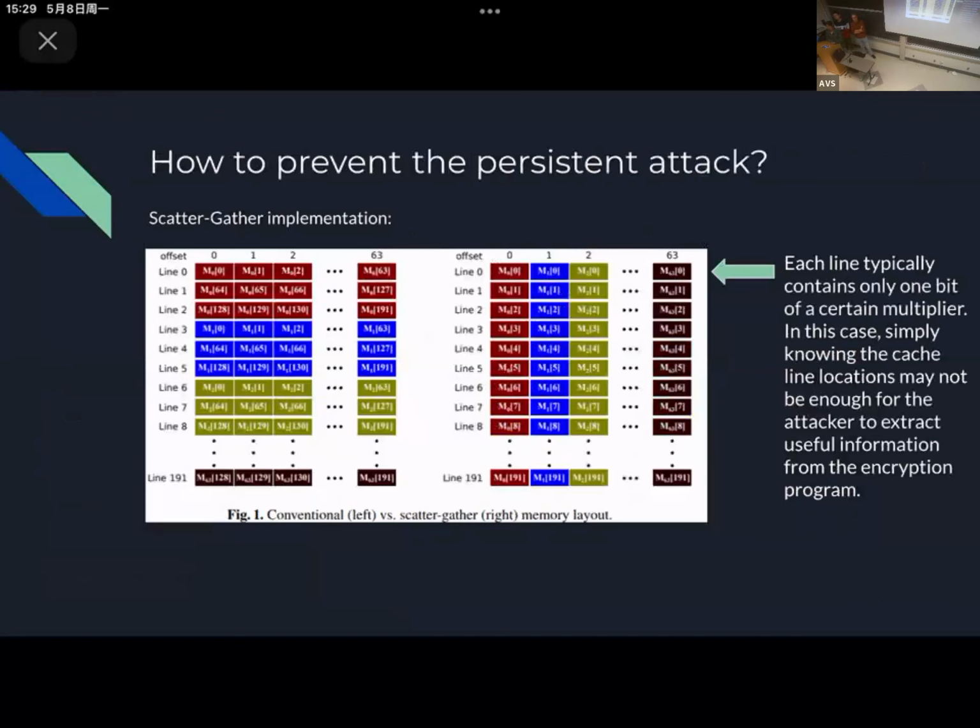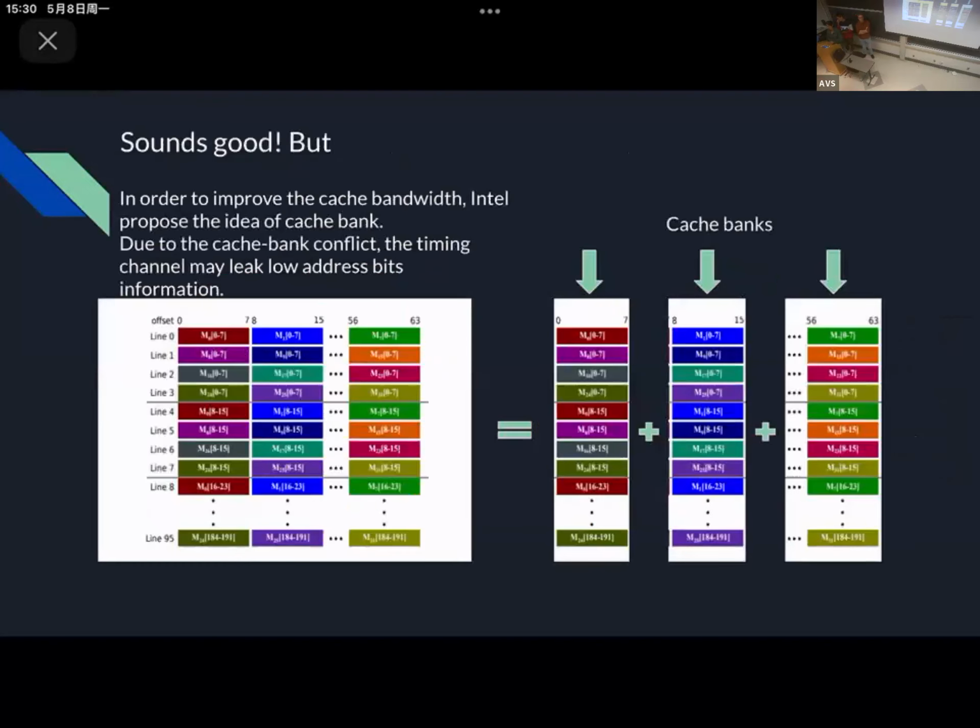One way to prevent these attacks is to use the scatter-gather implementation. If we break the multipliers at bit level and scatter them across different lines, then essentially one line could only contain one bit of useful information, and it would be essentially useless to know which lines are accessed. It's a commonly implemented approach to prevent cache-based timing attacks, but there are also limitations.